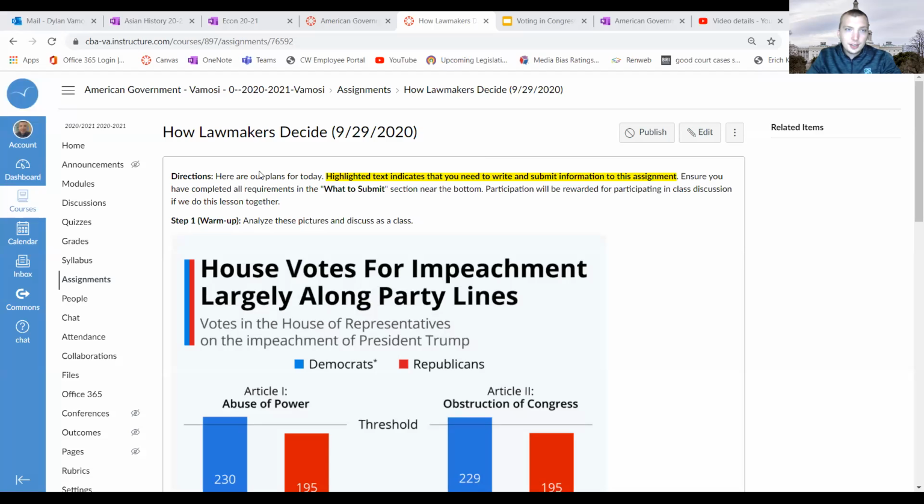And here are the directions. Here are our plans for today. Highlighted text indicates you need to write and submit information to this assignment. Ensure you've completed all requirements in the What to Submit section near the bottom. Participation will be rewarded for participating in class discussion if we do this lesson together.